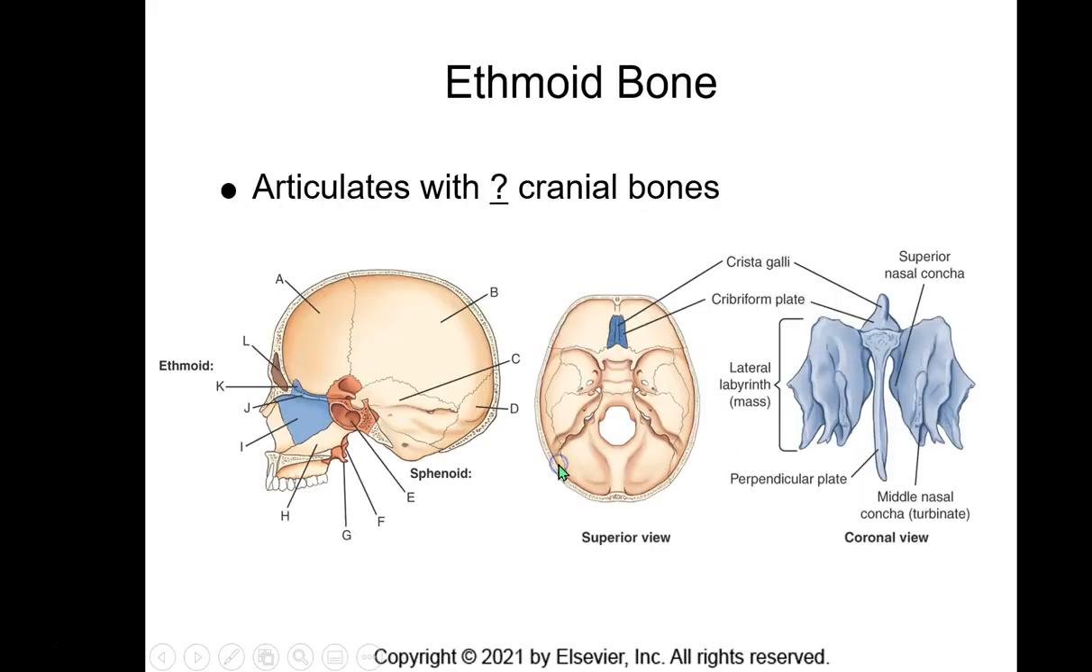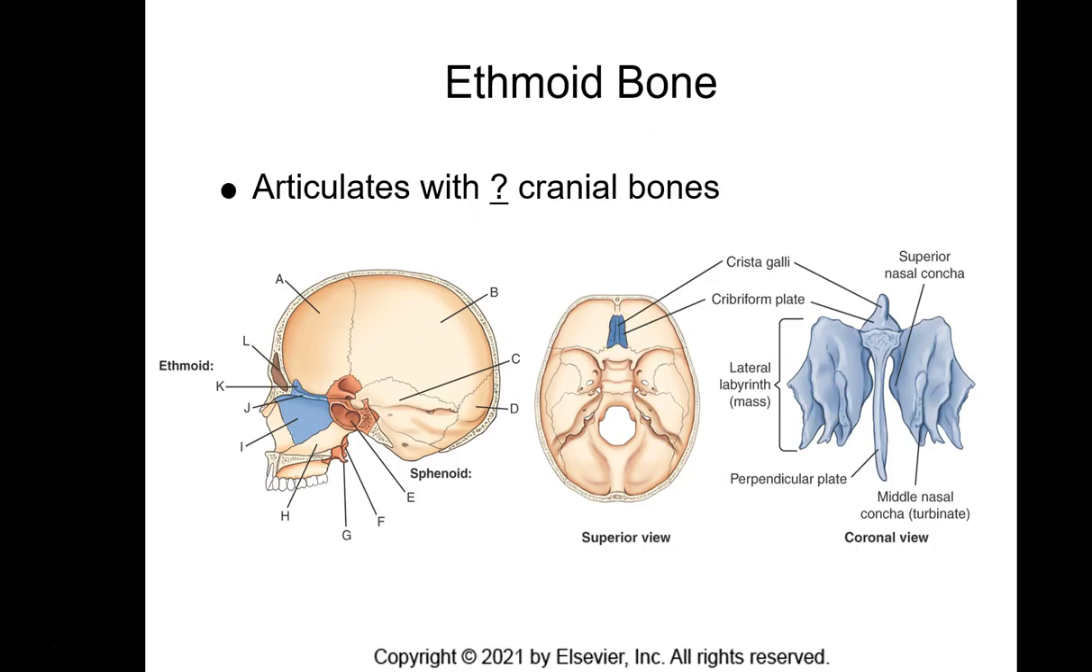Okay, good. So now let's talk about the ethmoid bone. So the last cranial bone we need to discuss is the ethmoid bone. And you can see it's shown in blue on these diagrams. So here is a lateral perspective. Here is a superior perspective, so looking from the top down. And here is a coronal perspective, so looking from the front, for example.